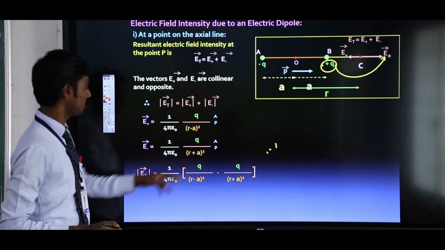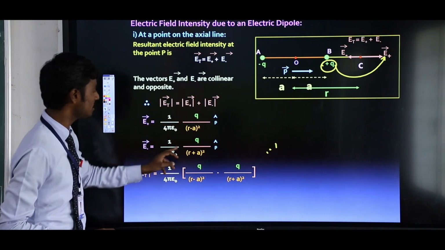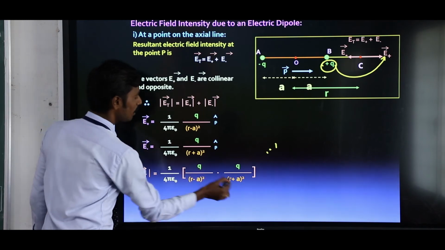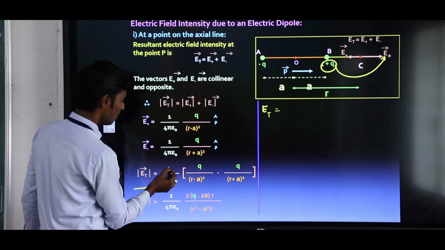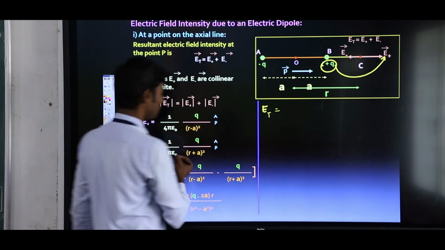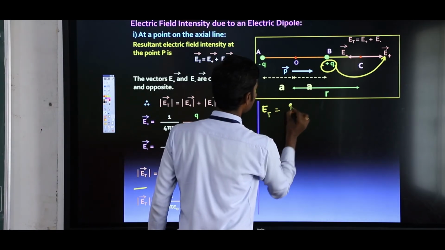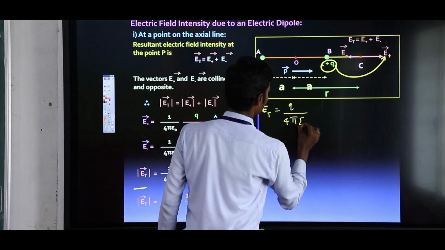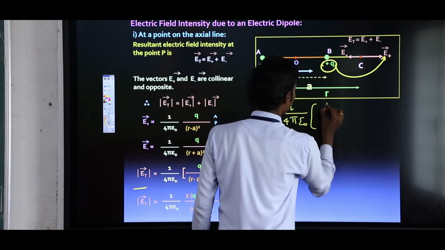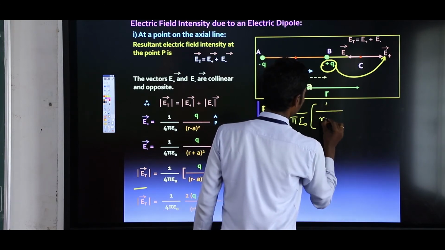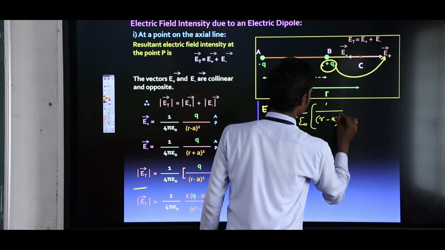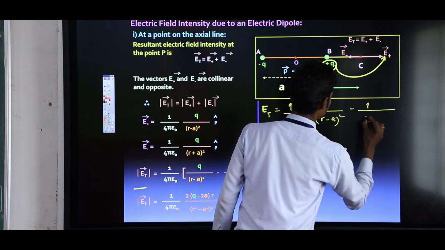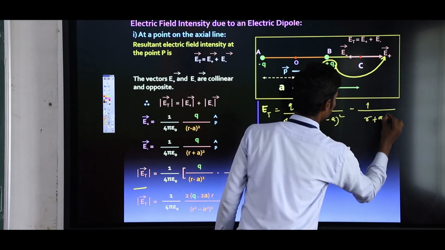Adding these two equations, this one equation minus this other equation. The next step is to cross multiply. The common terms, 1 by 4 pi epsilon naught and q, are taken out. So we have q by 4 pi epsilon 0, and the remaining terms are 1 by (r minus a) whole square minus 1 by (r plus a) whole square.